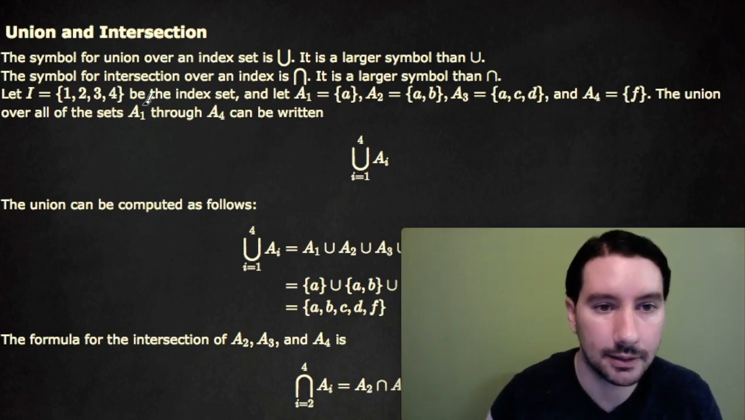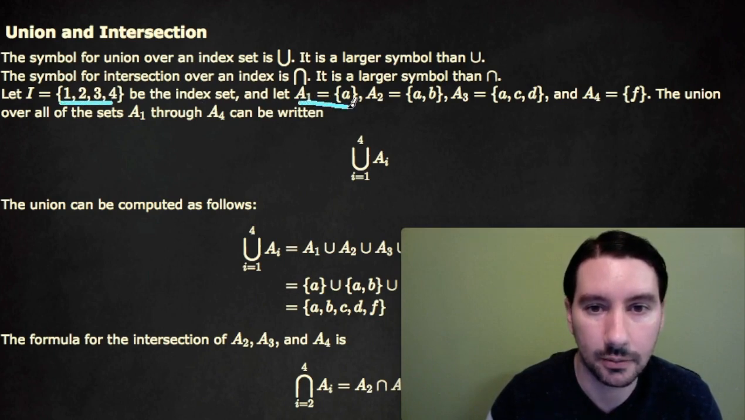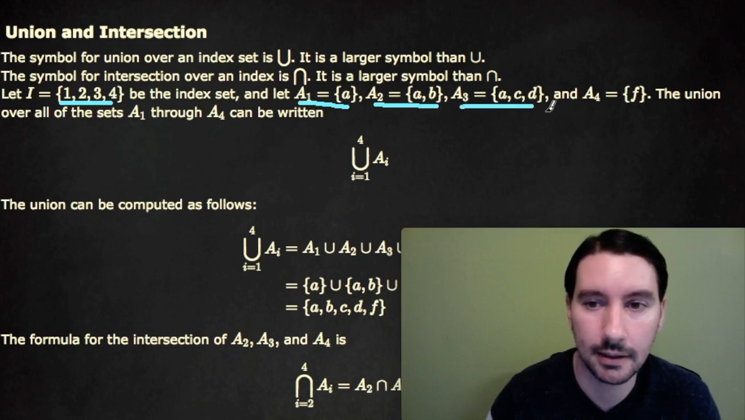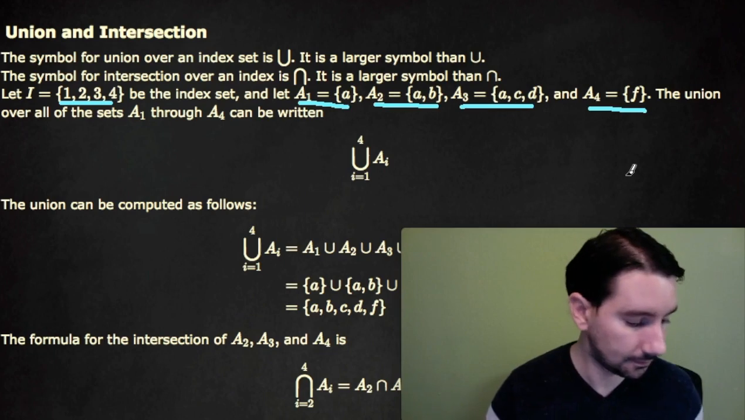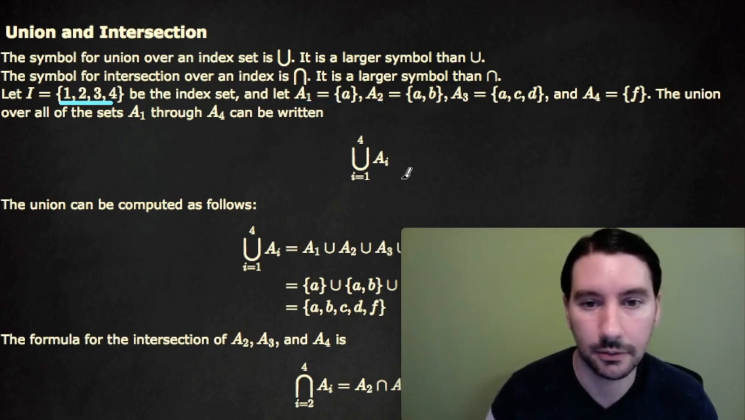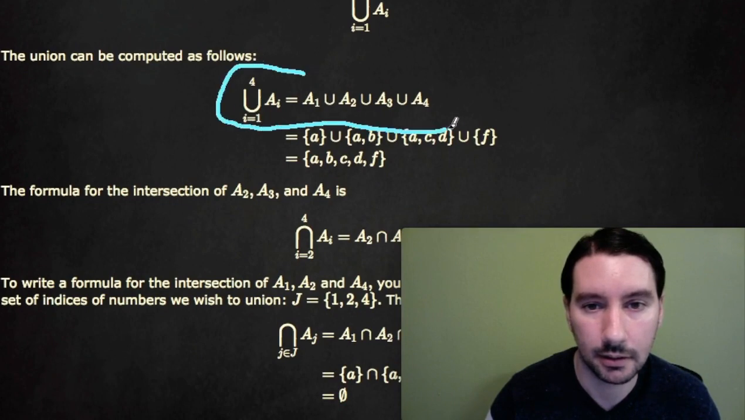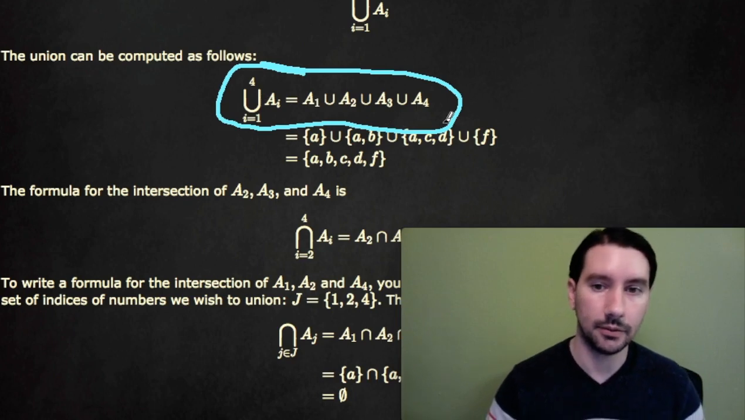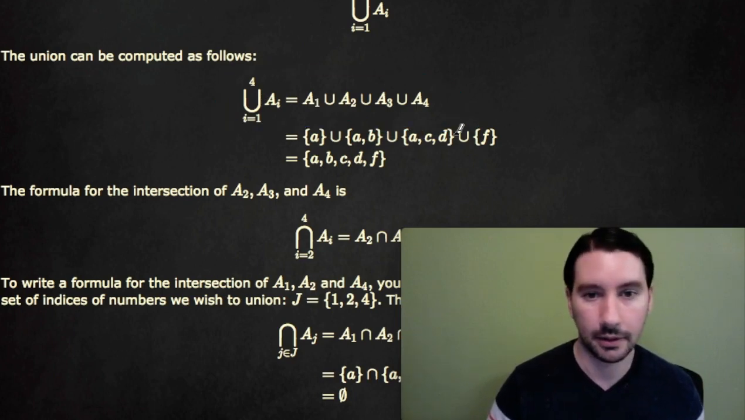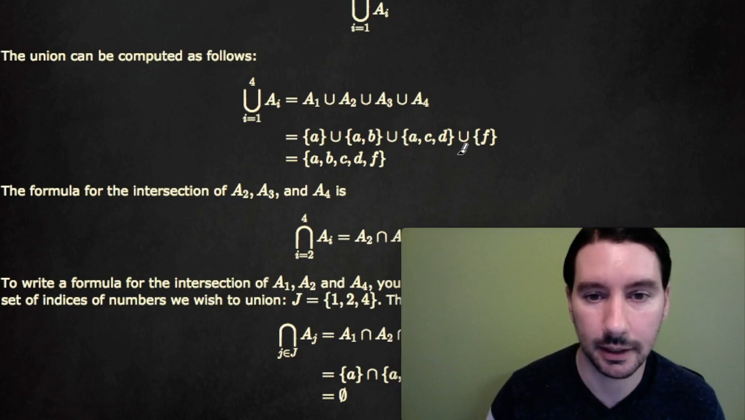And we're going to let I, in this case, for our examples, be 1, 2, 3, and 4. A1 is just the point A, A2 is going to be the set AB, A3 is ABCD, and A4 is F. So if we take the union of all 4 sets, we would write that as the union from I equals 1 to 4 of AI. The union from 1 to 4 of AI is A1 union A2 union A3 union A4. Plugging that in and evaluating, we get A, B, C, D, F.